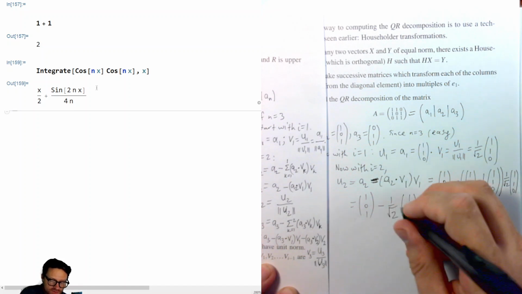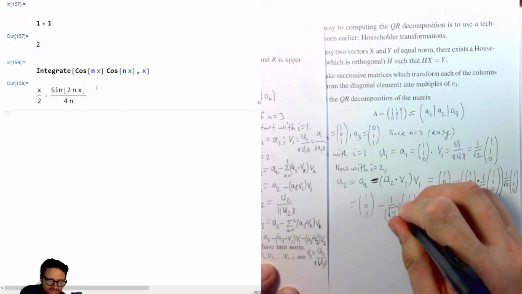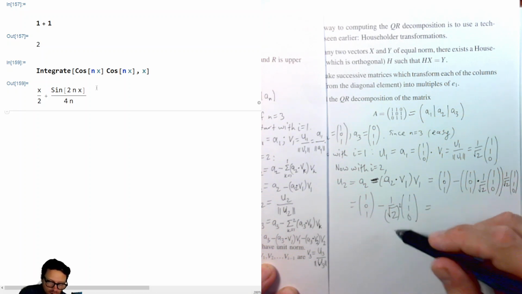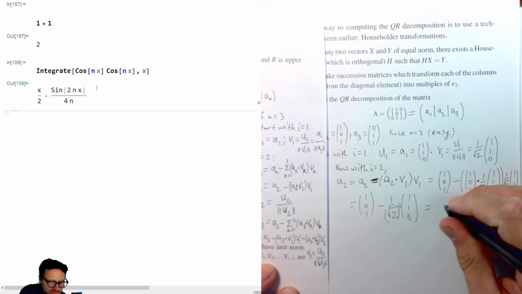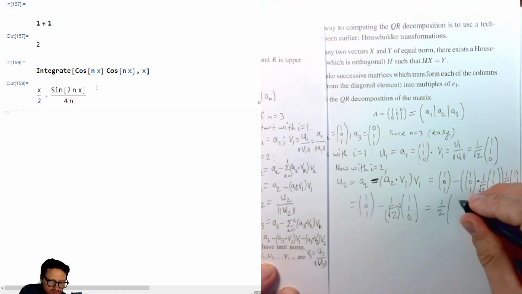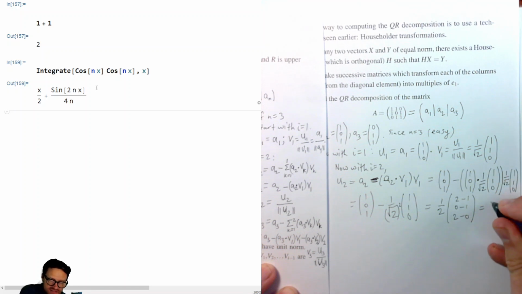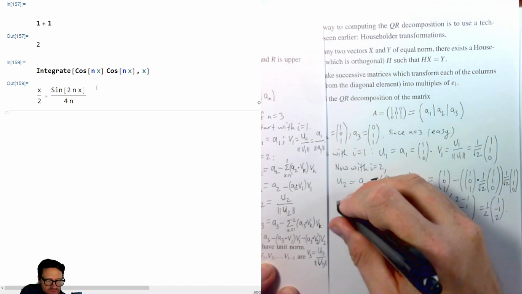There's another 1 on root 2, so that gets squared, so then we have a 1/2 here. I'll pull the 1/2 out of the whole thing: 2, 0, 2, minus 1, 1, 0. Now let's simplify that. That is 1/2 of 1, minus 1, and 2. So this is U2.